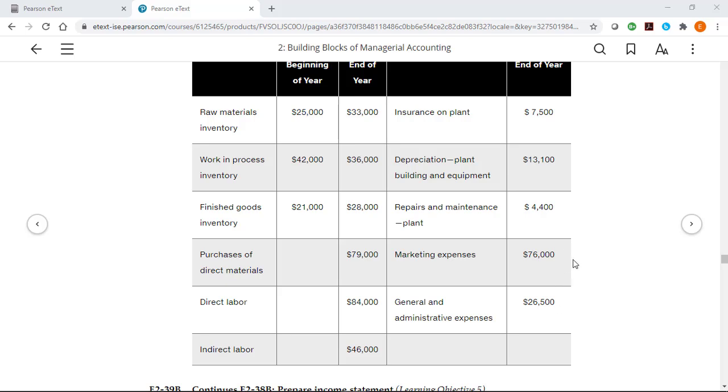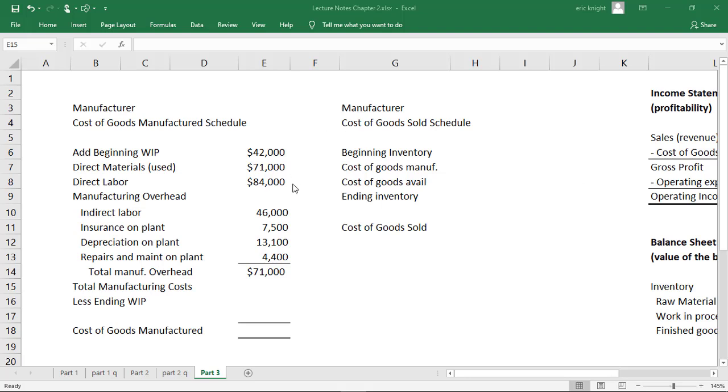So only take the insurance, depreciation, and repairs, and then this indirect labor. Remember, indirect labor is another manufacturing overhead cost. So those are the costs you want to take. I added them to my schedule here: indirect labor, insurance, depreciation, and repairs. It gives us $71,000. And if we take the work in process, direct materials, direct labor, and the $71,000 overhead, we add those up, we get $268,000.